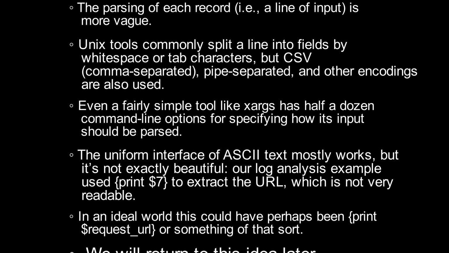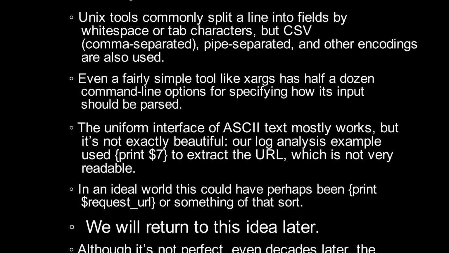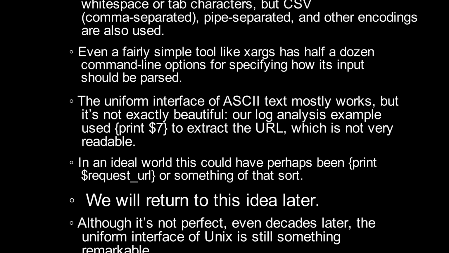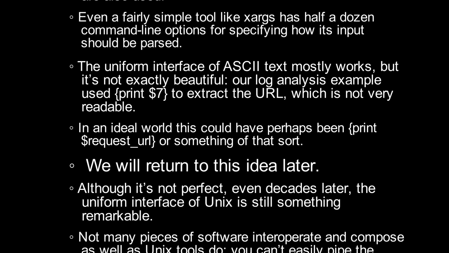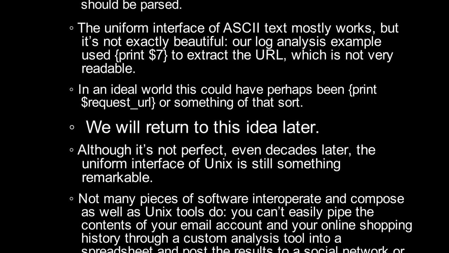The uniform interface of ASCII text mostly works, but it's not exactly beautiful. Our log analysis example used print $7 to extract the URL, which is not very readable. In an ideal world, this could have perhaps been print $requestURL or something of that sort. We will return to this idea later. Although it's not perfect, even decades later, the uniform interface of Unix is still something remarkable.